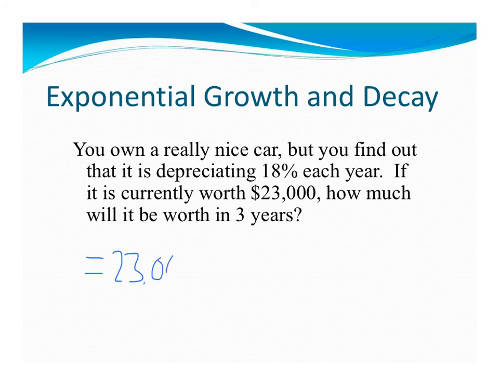$23,000 to start. How did I afford that? I have no idea. It's crazy, though. It's awesome. I'm rolling in the cash these days. Now, depreciating at 18% each year, so 1 minus 0.18. And we're going to raise that to the third power because it's after 3 years. And now after that, when we plug that all in our calculator, don't forget those parentheses. That's super important to make sure that you put your multiplier in the parentheses.